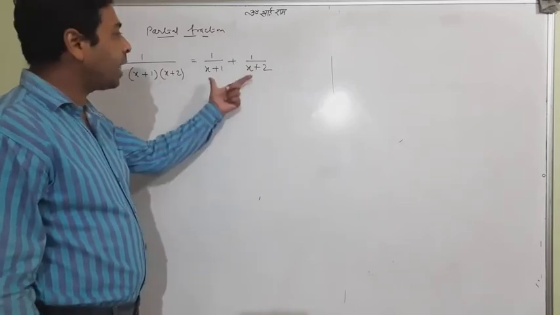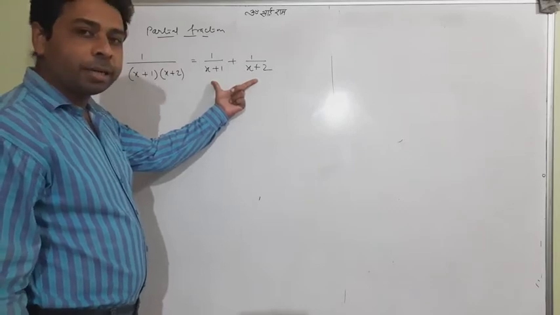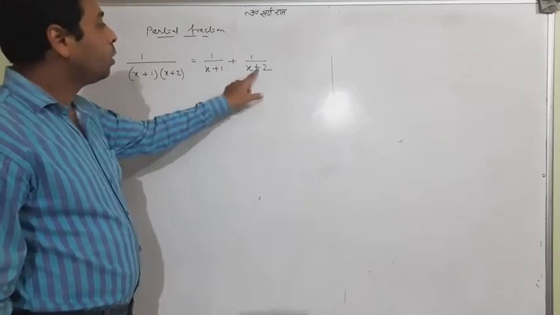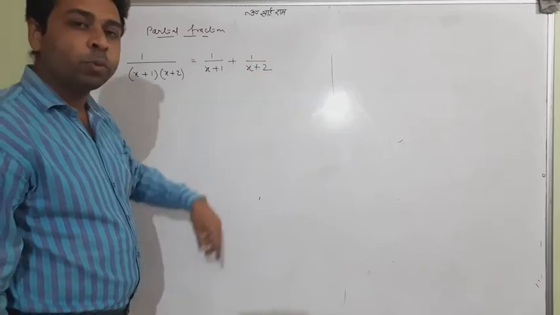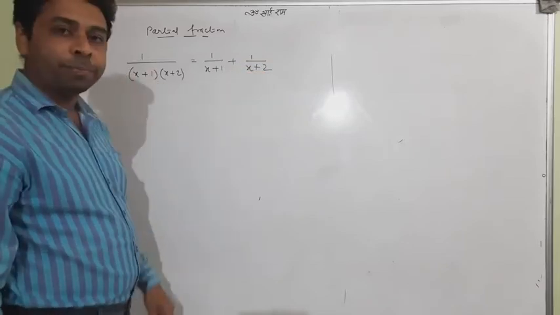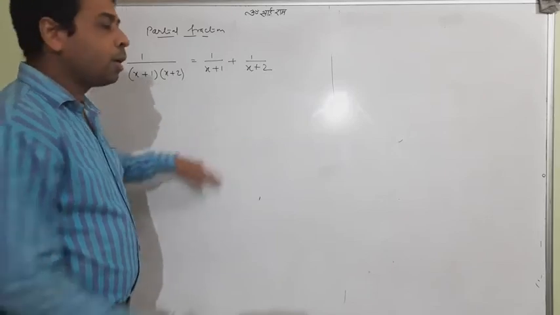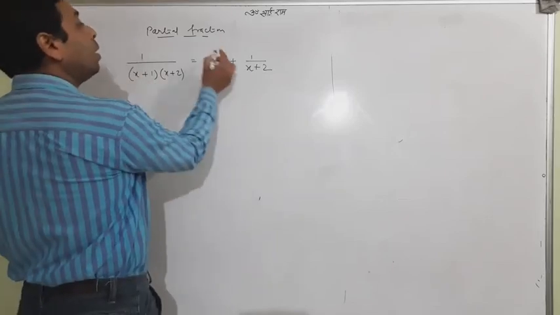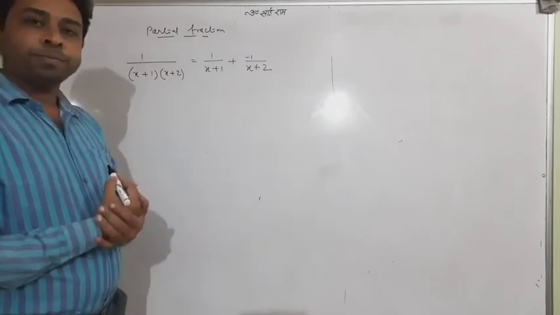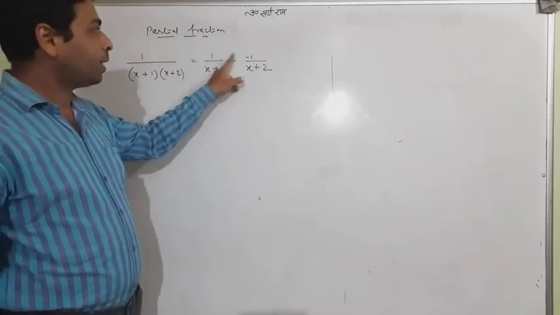Because after taking LCM, I will not get the same term. x plus 2 plus x plus 1 will be 2x plus 3. But it is not the same. So, you know, it seems correct, but it is not correct. When will it be correct? Suppose I write minus 1, meaning that 1 and that minus 1.